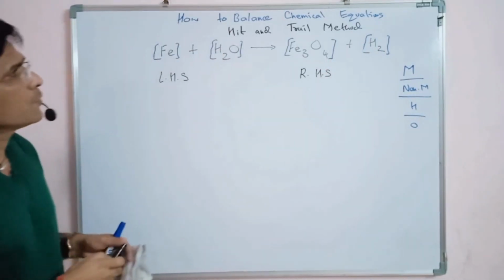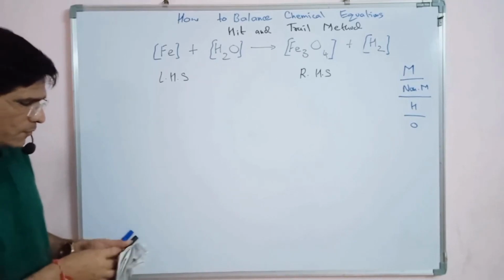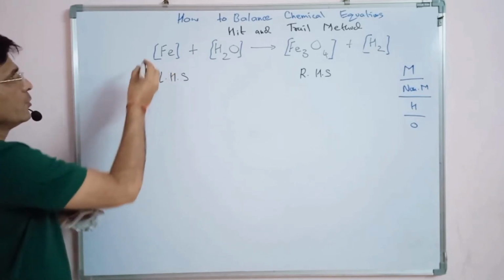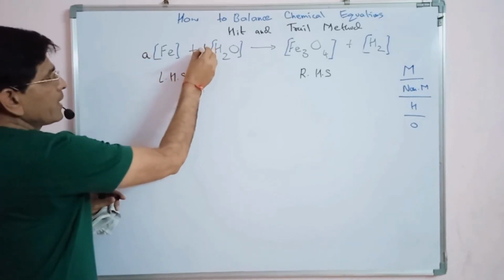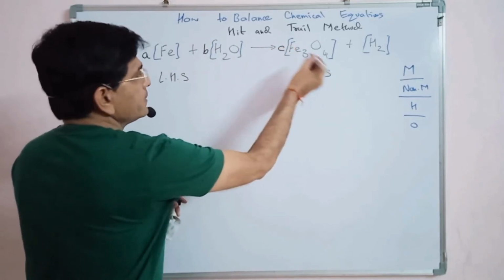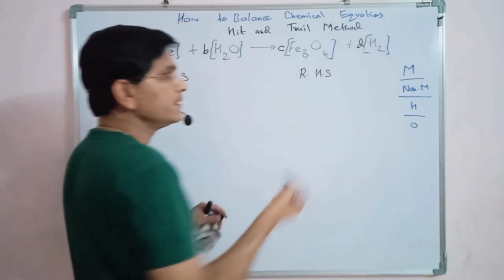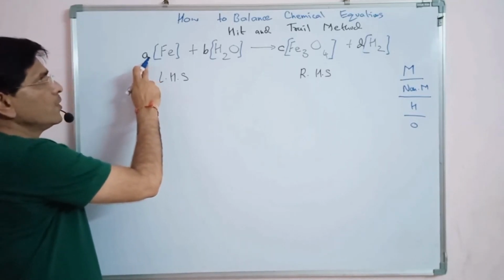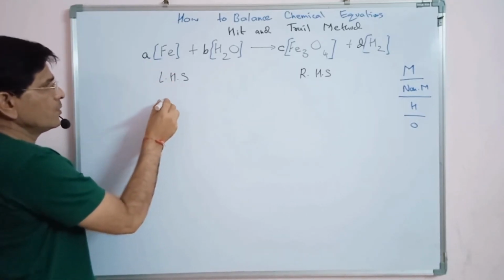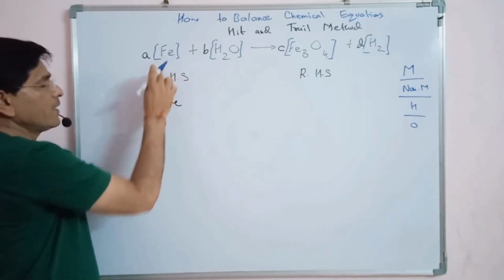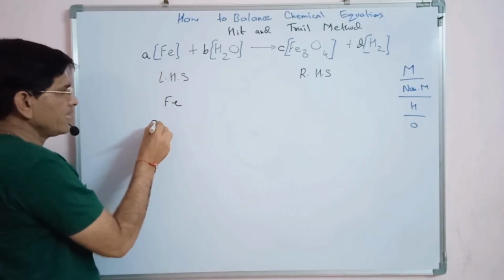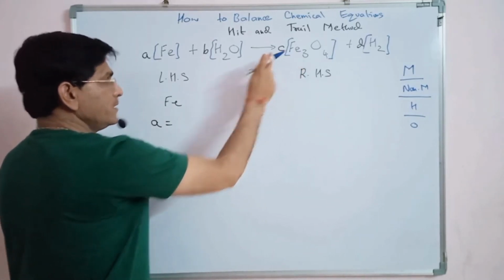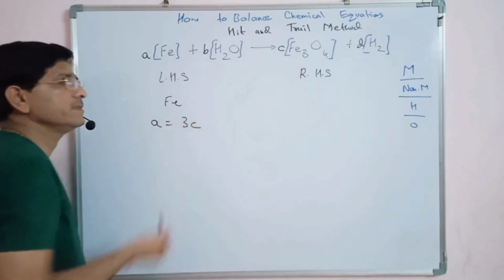Okay, so we have to use 4 before AB. If you don't know, we have to write A, B, C, and D. Now we have to find out how many Fe is there. So for Fe, 1 Fe. So here 1 into A, 1A is equal to how many Fe is there? 3. So 3 into C, that is 3C.